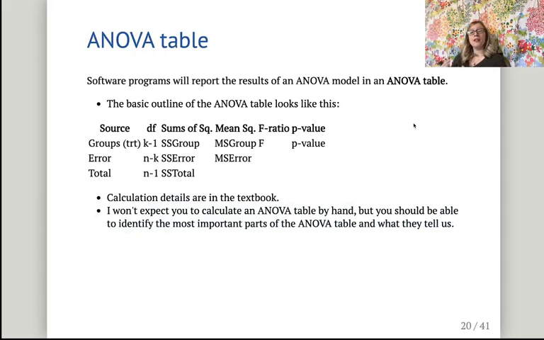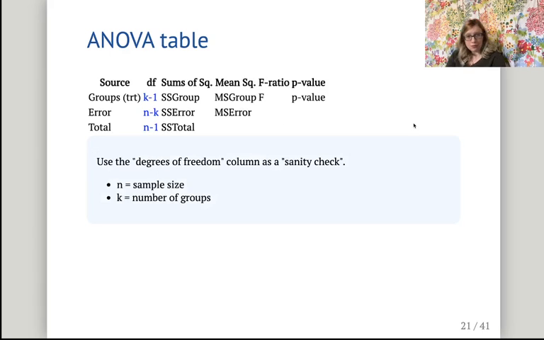Now, anytime you fit this ANOVA model in software like R, you'll get the results in an ANOVA table. The table looks like this. The calculation details are in your textbook. What I'd like to do is just highlight the important features of this table.